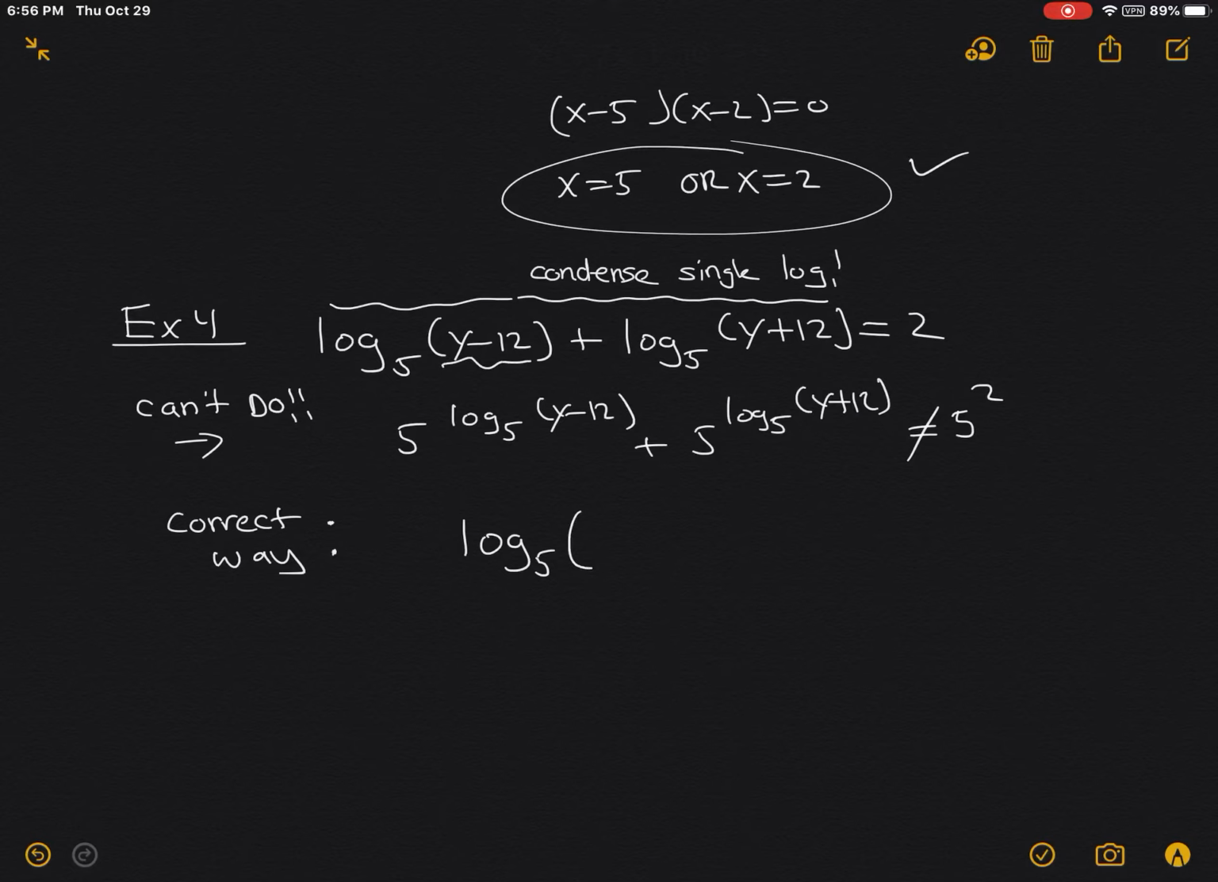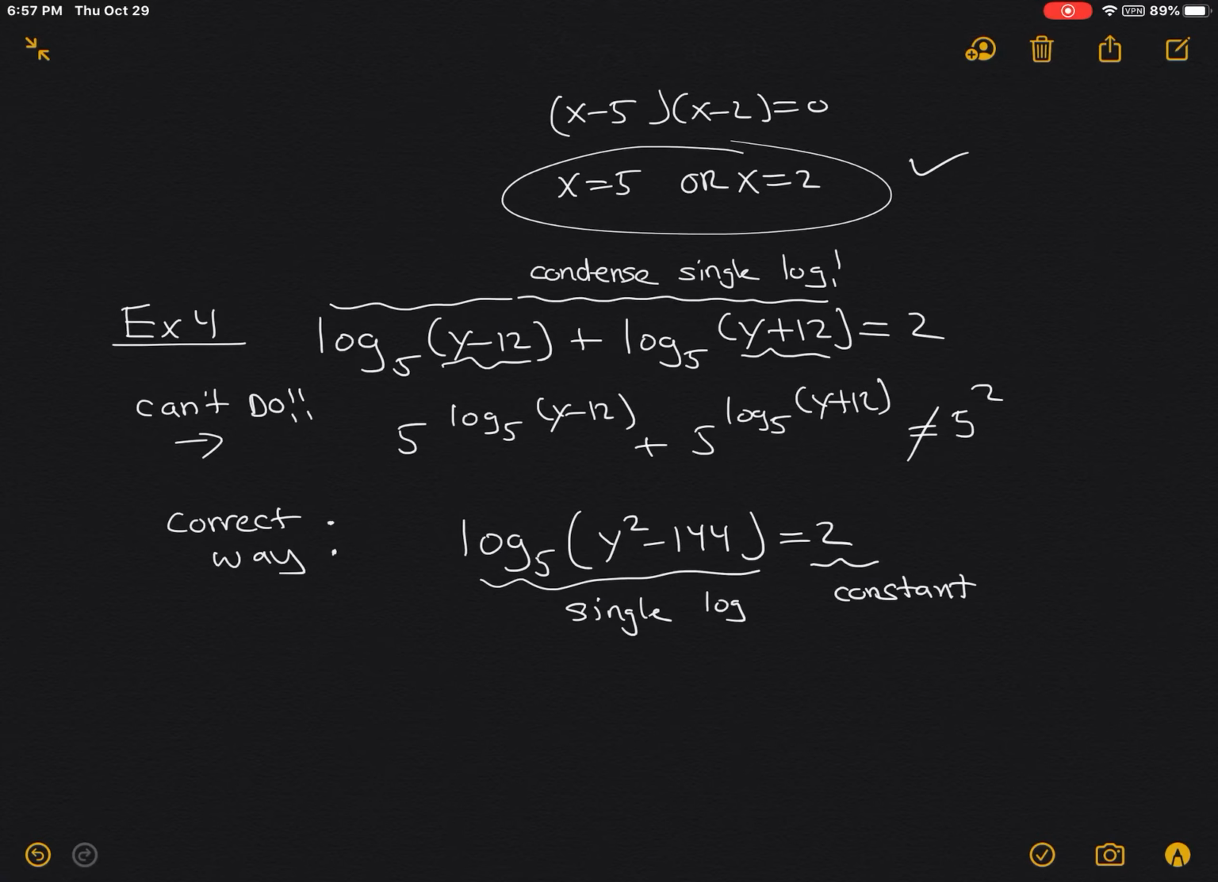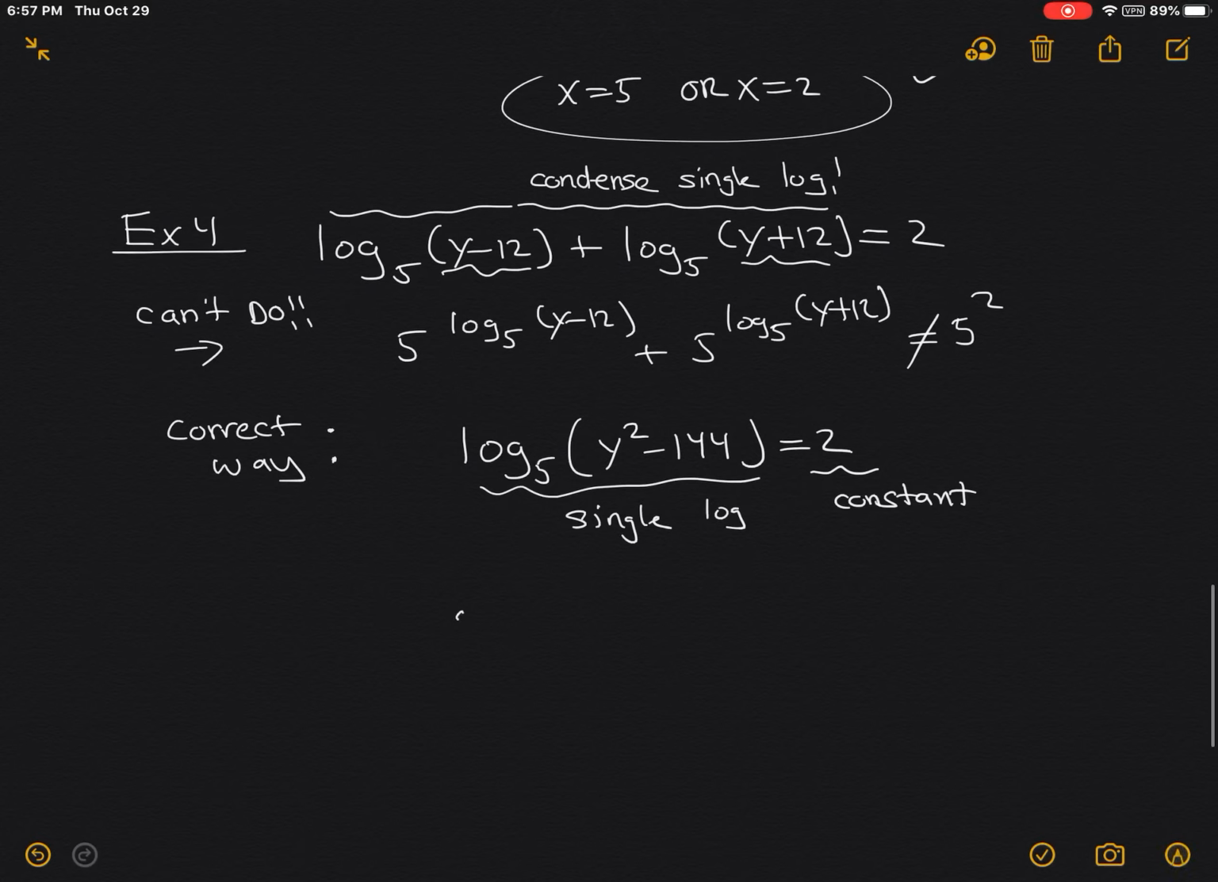Condense. When you have the sum of two logs, right, it's the product of two logs. So hopefully you can do this in your head. Y minus 12 times y plus 12, right, that's sum and difference pattern. That's y squared minus 144 is equal to 2. Now, right, you have a single log, and you have a constant, right? Now you can use your inverse property, okay? That's when you can do it.